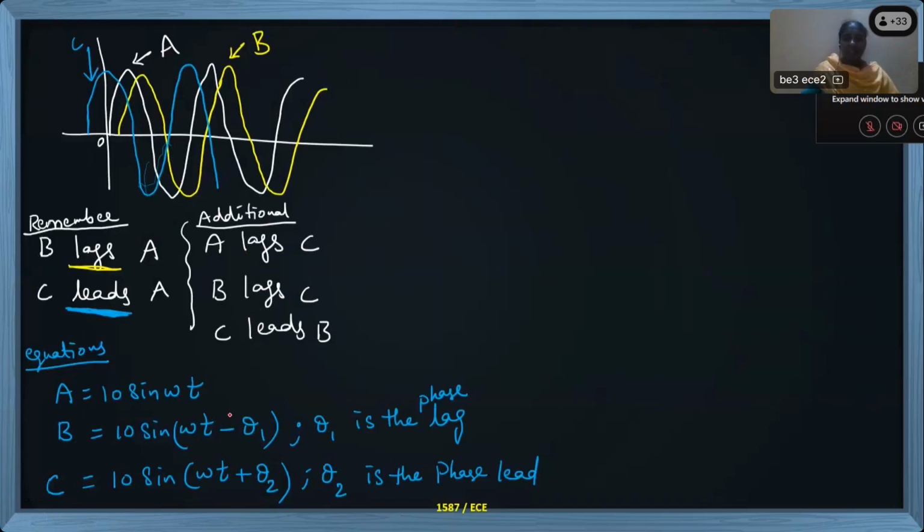So minus means we are calling it as lag, and plus means we are calling it as lead. You remember, minus means lag and plus means lead. This is in terms of equations. In terms of waveform, you remember how they are starting, and in terms of equations, how we have to write them.